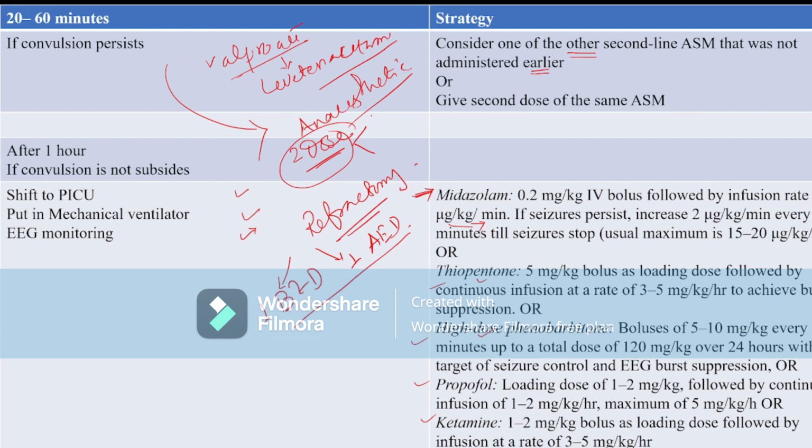So you have to start the midazolam infusion at a rate of 4 microgram per kg per minute. And if the seizure is not controlled, every 5 to 10 minutes you need to increase the midazolam infusion, and you can give a maximum of up to 20 microgram per kg per minute. You can add thiopental, or you can give high dose phenobarbital, propofol, ketamine or topiramate at this time as an anesthetic drug as an anti-epileptic for the epilepsy.